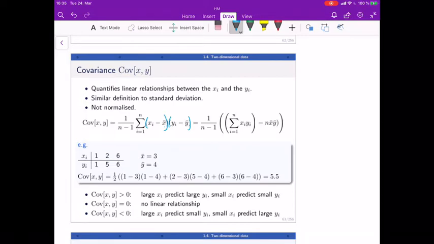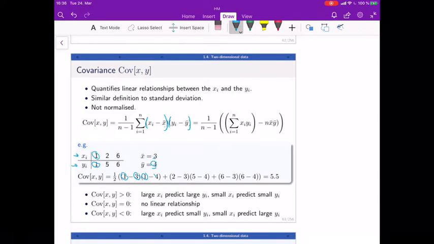example here. So these are 3 data points for x, and these are 3 y's, and these are the mean values. I've shown you the calculation. It's a bit of juggling with numbers. So this 1 here minus the mean value 3, times this one here minus the mean value 4, and so on, and you get 5.5.